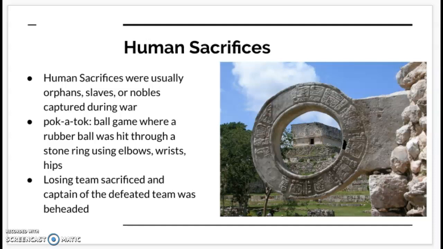So, if they were warring with a neighboring kingdom and they captured their nobles, they would sacrifice all of the nobles from that kingdom in order to thank the gods for their success in the war.